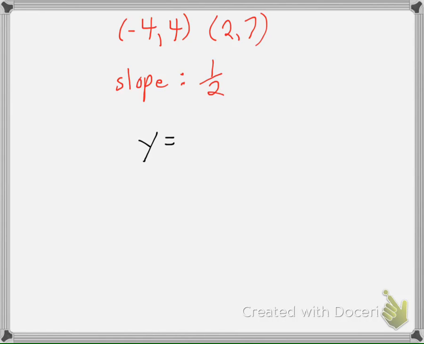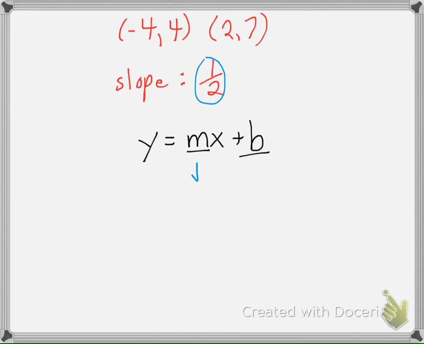Now, my equation in slope-intercept form looks like y equals mx plus b, where m is the slope and b is the y-intercept. Now the problem is we don't know what our y-intercept is in this case. So what we're going to need to do is go ahead and plug in what we do know. What we do know is that the slope is 1/2. So I'm going to plug that in.